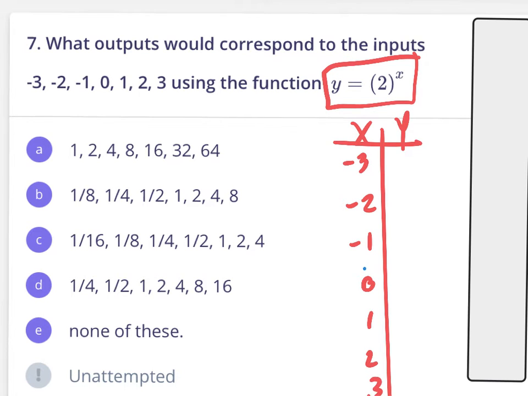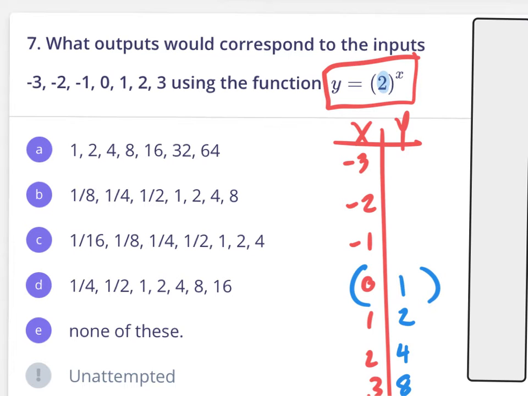And I always say use the easiest number, which is 0. So when you plug in 0 right there, anything to the 0 power is 1, so you get out a 1. That's your output. And then you could get your other outputs by using the growth or the decay factor, in this case the growth factor of 2, to get to your other outputs. So 1 times that growth factor of 2 will give you 2 to get to your next output. Times 2 is 4, times 2 is 8.